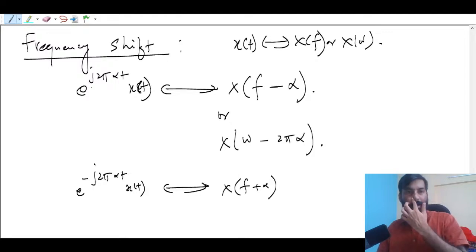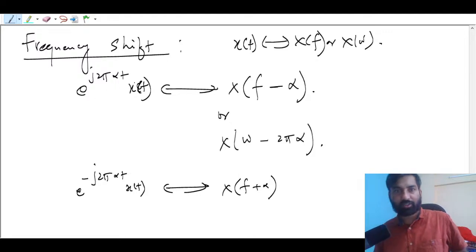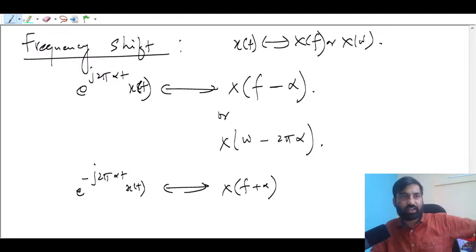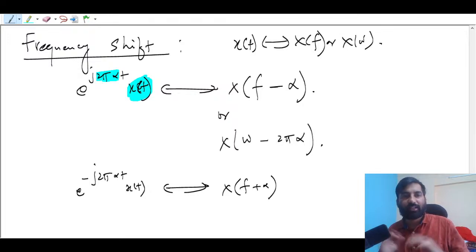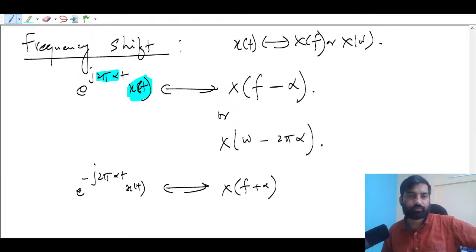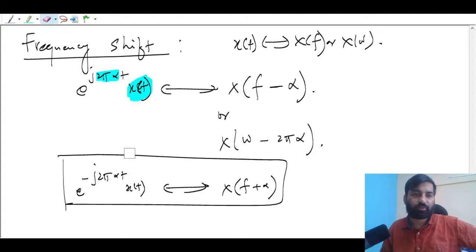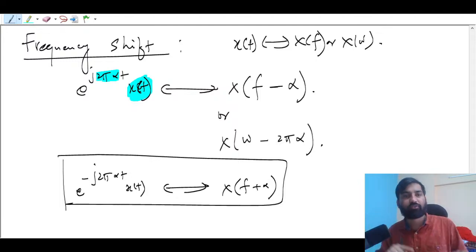ठीक है, देखो अगर exponential multiply time domain में, so the Fourier transform of this you have to find and shift by this or shift by this, depending upon the f form or omega form. ठीक है, that you have to do next. This is one of the important facts, so please do remember that. ठीक है, frequency shift, time shift, phase shift, frequency shift.